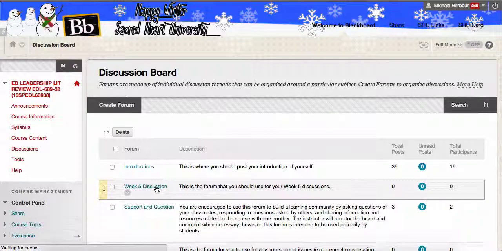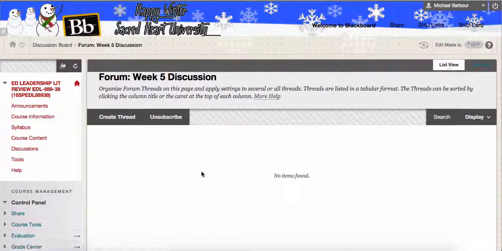So if you click on the Week 5 discussion, there are no items in here right now. What I would like you to do is pick out either one strength of the literature review from the Hussein et al. article, or one weakness of the literature review. So one or the other. One thing that you thought they did particularly well, or one thing that you thought they didn't do well.